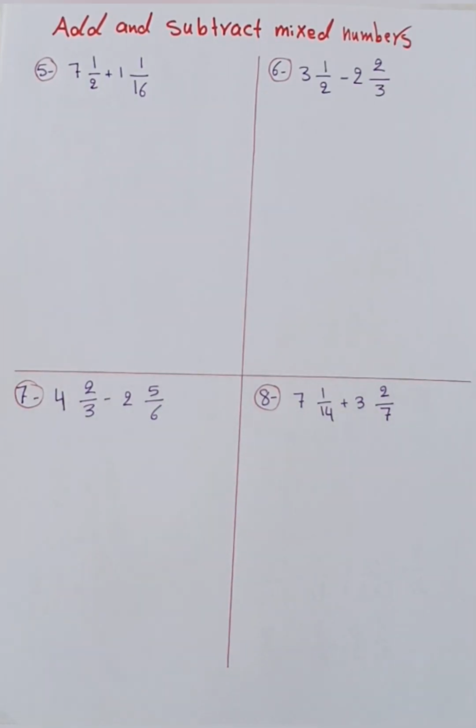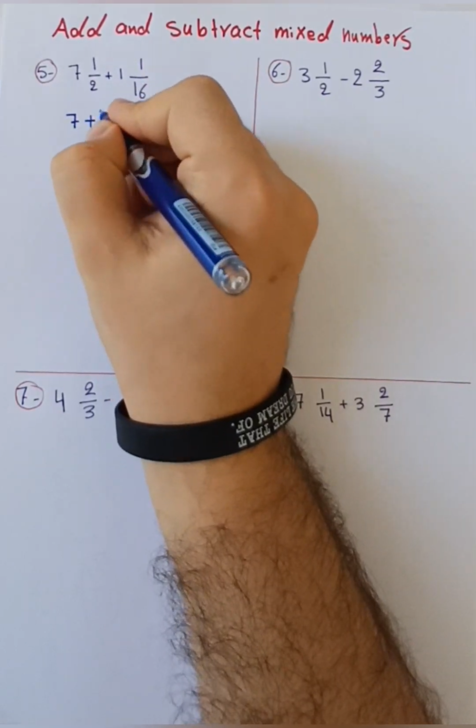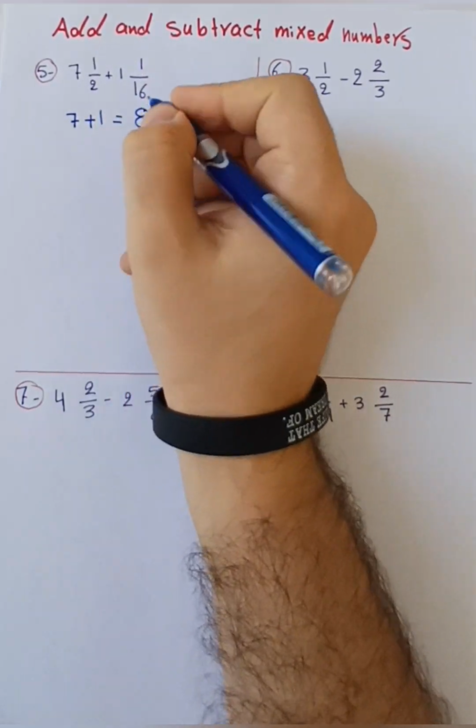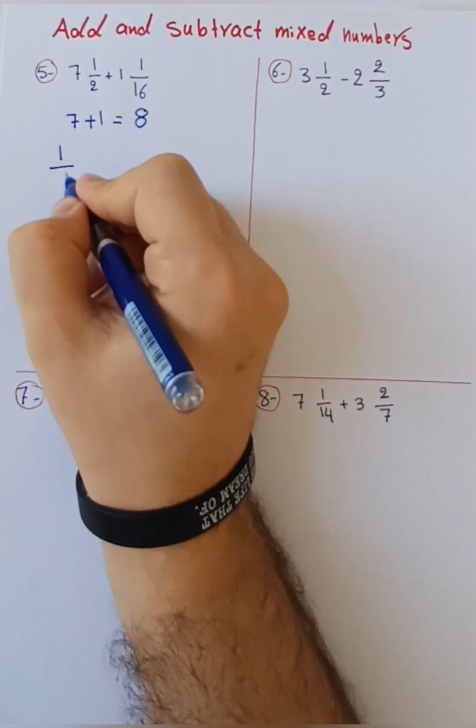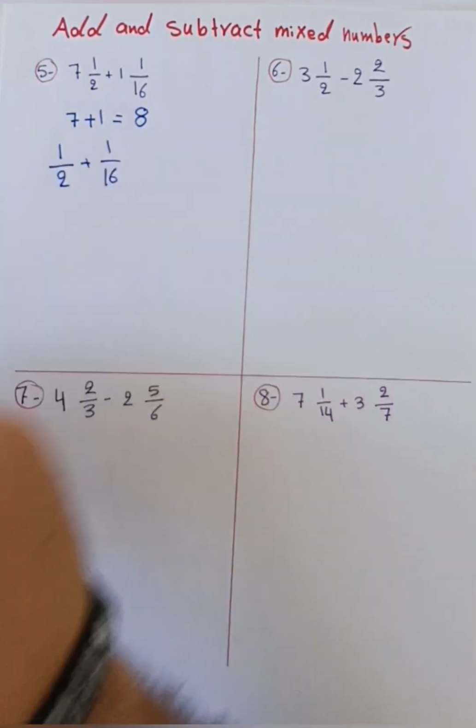After that, example number 5: you have 7 and 1 out of 2 plus 1 and 1 out of 16. First, you have to add the whole numbers: 7 plus 1 equals 8. And then the fractions: 1 out of 2 plus 1 out of 16.